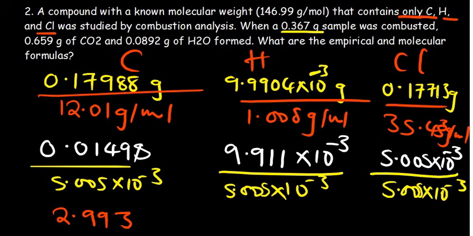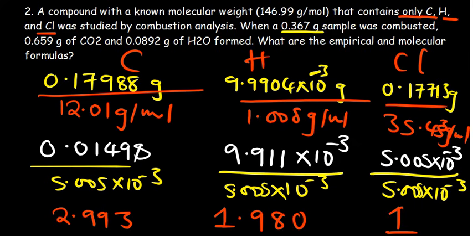We go to the other value, 9.911 times 10 to the power -3 divided by 5.005 times 10 to the power -3. So 1.980. The last one is a 1.